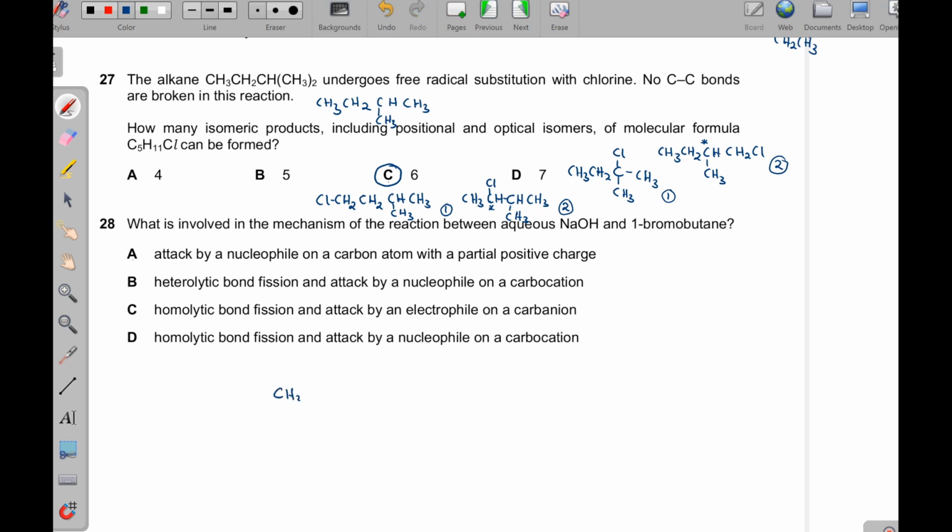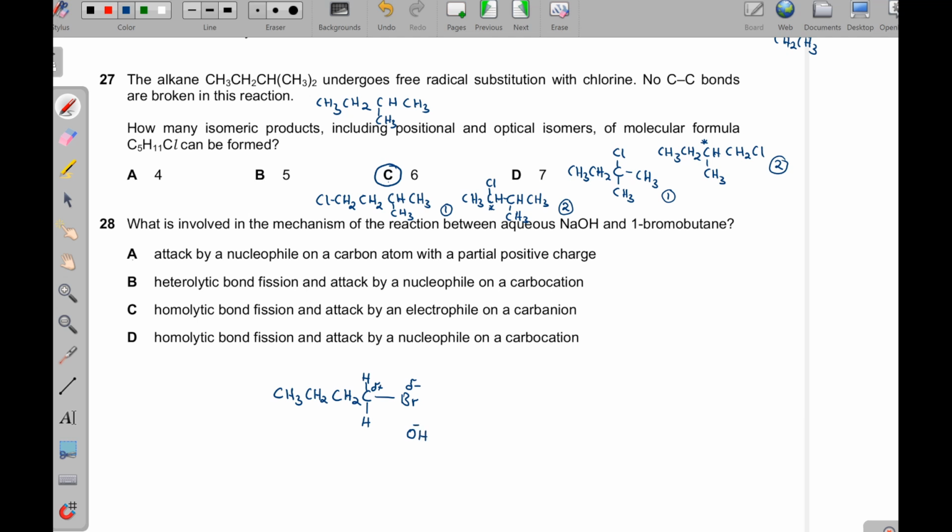This is CH3, CH2, CH2, then C. I can put the hydrogen here and then this one here. Then I project this one very well because this bromine is more electronegative compared to carbon. It attains a partial negative charge, and then this one a partial positive charge because it seems to be losing electrons to the bromine, right? Then we are going to get this OH.